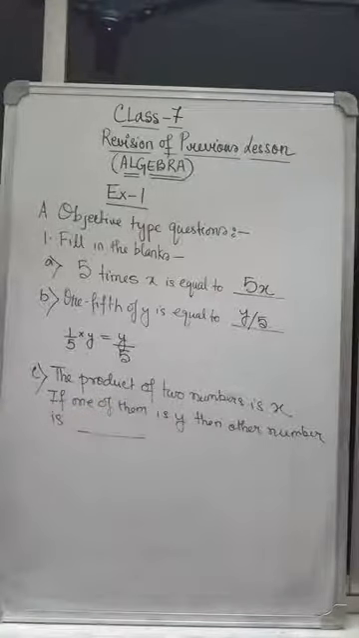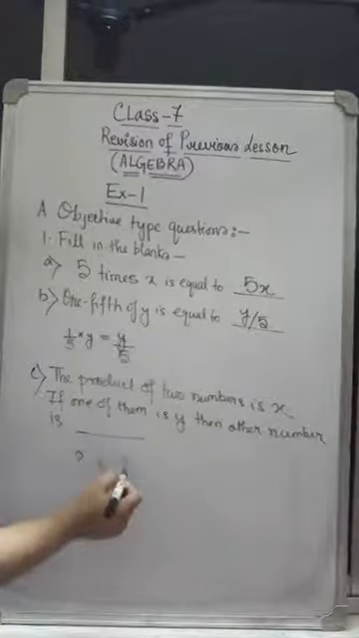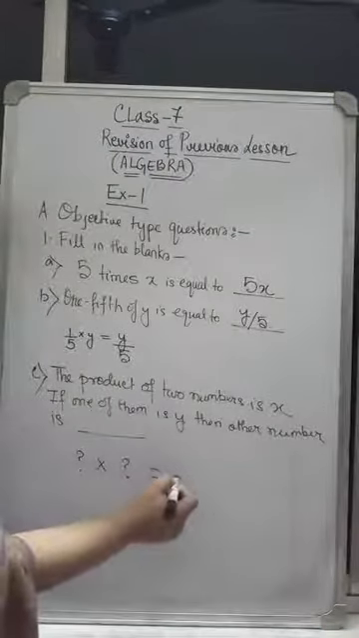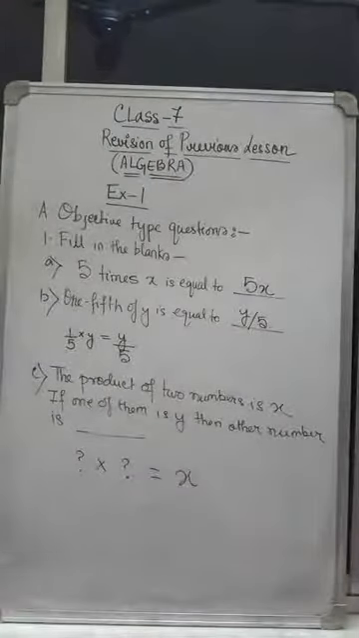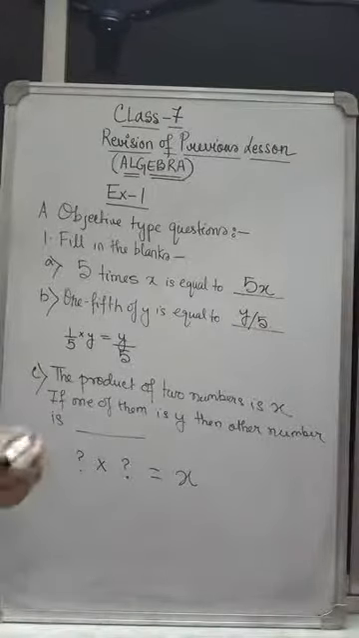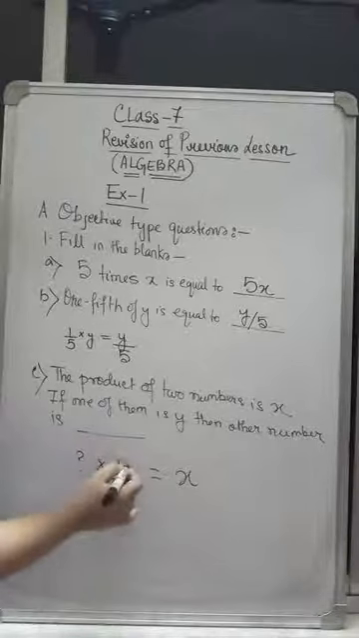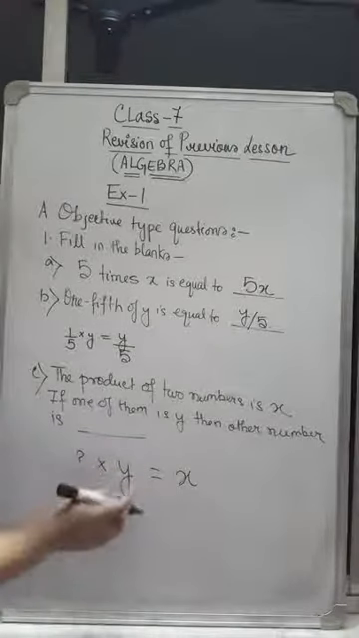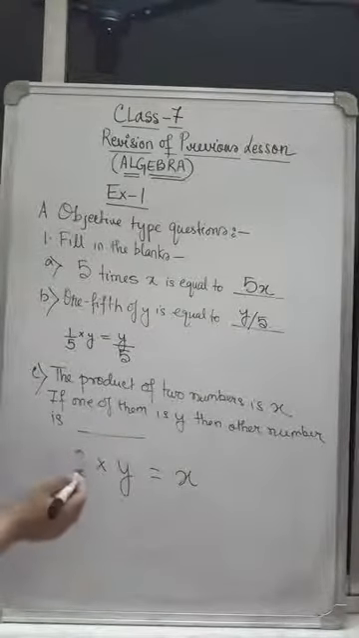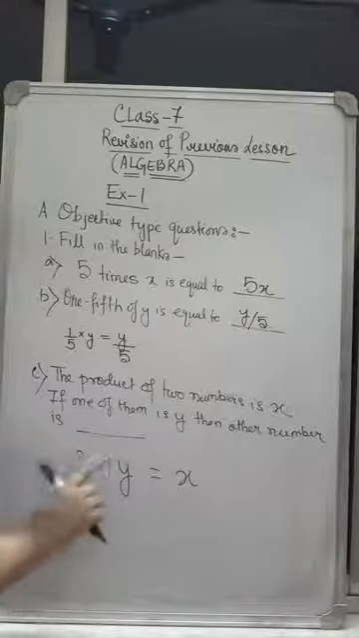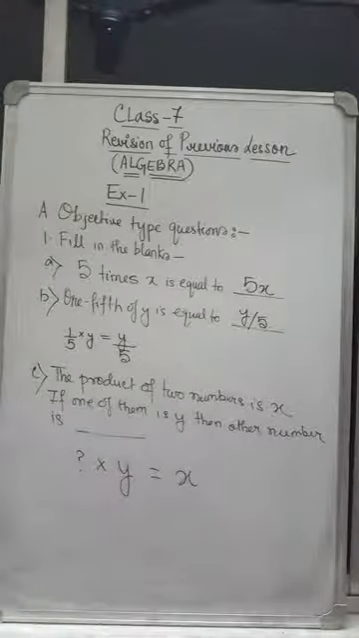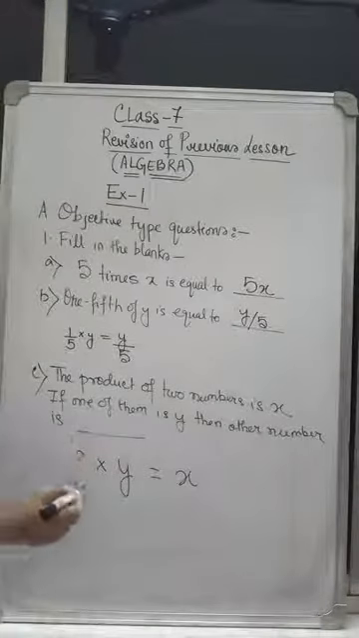The product of two numbers, we don't know the numbers. So when you multiply these two numbers, the product is giving you x as the result. If one of them is y, that means one of the number is y. So out of the two numbers, we don't know, that's why we have given question mark. We now come to know that one of the number is y. Then the other number is, that means what will be the other unknown number.